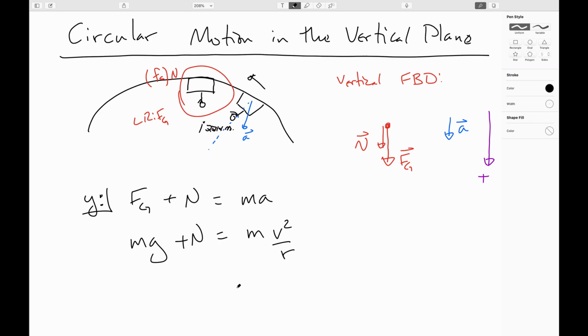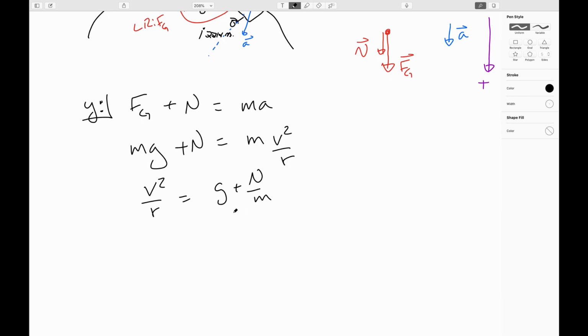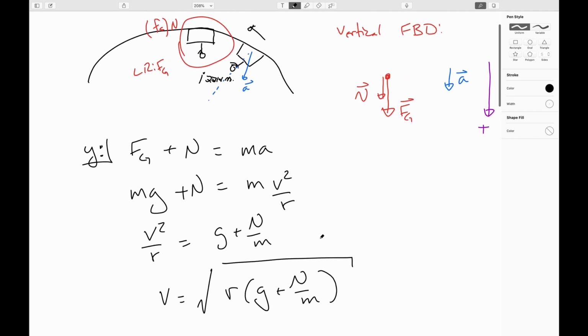All right, so we can go ahead and solve for the speed. So if we divide through by m, we're going to get v squared over r equals g plus N over m. Then we will multiply through by r and take the square root. So v will equal the square root of r times (g plus N over m). All right, so here's the deal.